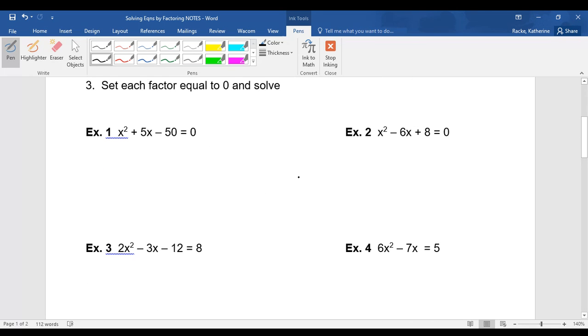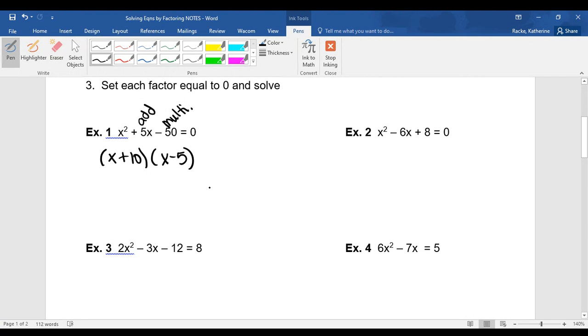Okay, so for example number 1, we're looking for 2 numbers that multiply to give us negative 50, but add to give us 5. So those 2 numbers are going to be 10 and 5. It's a negative 50, but a positive 5. So our bigger number, 10, is going to be positive, and our smaller number, 5, is going to be negative. So 10 times negative 5 gives us negative 50. 10 minus 5 also gives us 5.